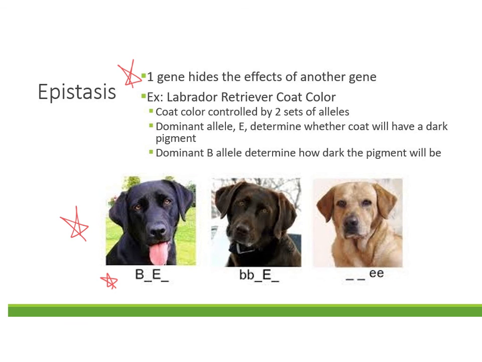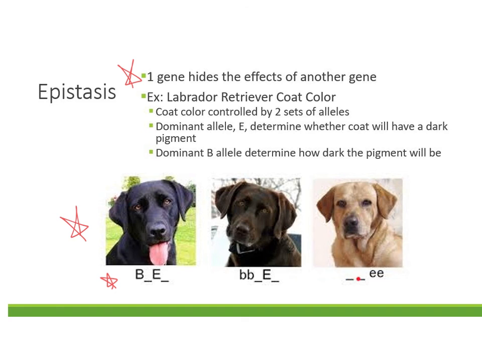And then there's another allele or set of alleles that's going to differentiate between a black lab versus a chocolate lab. That allele is given just the letter B. So capital B is dominant to lowercase b, and capital B is going to represent black. So right where you see stars, if a lab has a capital B and at least a capital E, then it's going to be a black lab. If it has lowercase b and a capital E, then it'll be a chocolate lab.